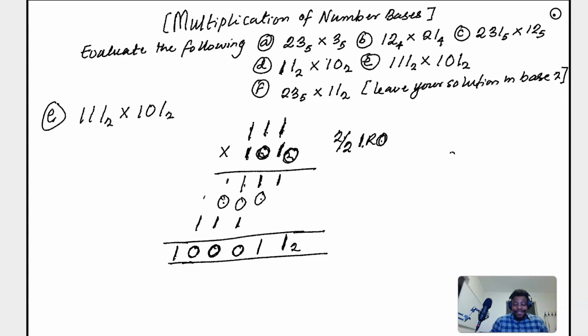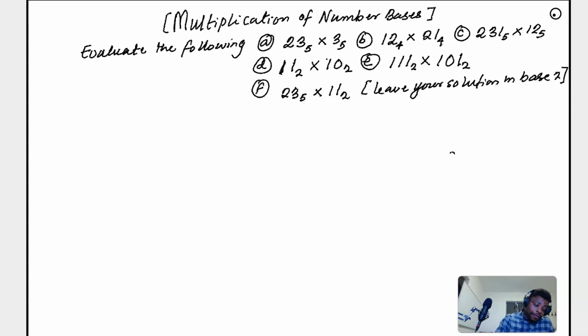Don't worry about it now. I believe now you have a deep understanding of that. Now, if you look at the last question, F, you see that we are multiplying two numbers in different bases. The first one is in base 5 and the second one is in base 2. So whenever you have a question like this, you'll be required to leave it in a particular base. In this case, we are leaving our solution in base 2. Let's dive right into it. Now, question F.